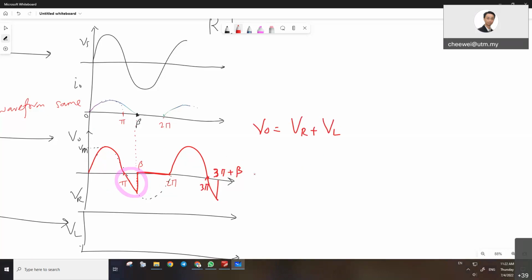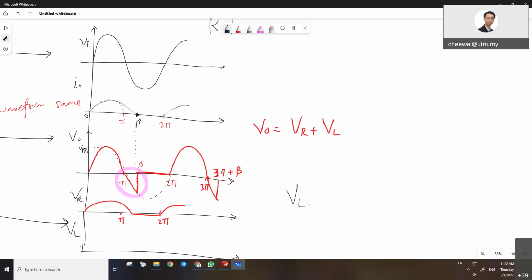So if we want to look individually at VR and VL, how do we plot the waveform? And we always know that VR is just a constant resistance, so it will always follow the waveform of the current. So the current waveform is, where's the pi? And 2 pi. So it will stop at beta. Same waveforms, 0, and repeat. Okay, what about VL?